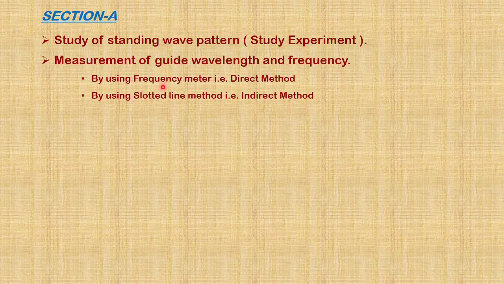Due to this reason, we shift to the second method, that is slotted line method. By using a tunable probe and slotted line section, we are going to find locations of minima or locations of maxima in terms of centimeters. By substituting these values into the formula, we get frequency and wavelength.